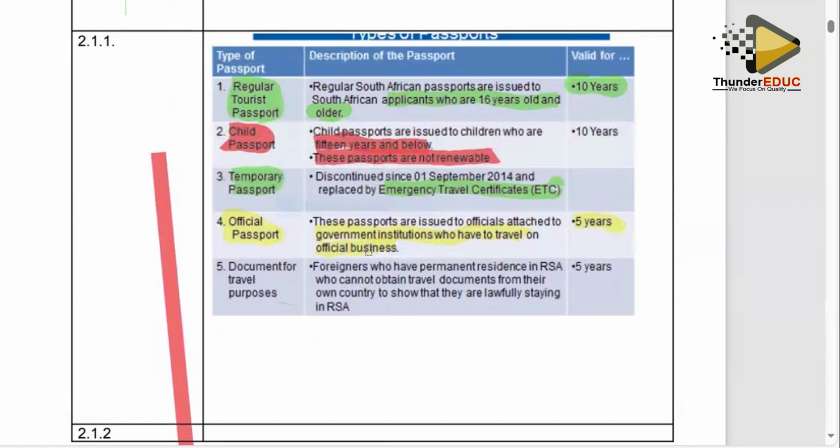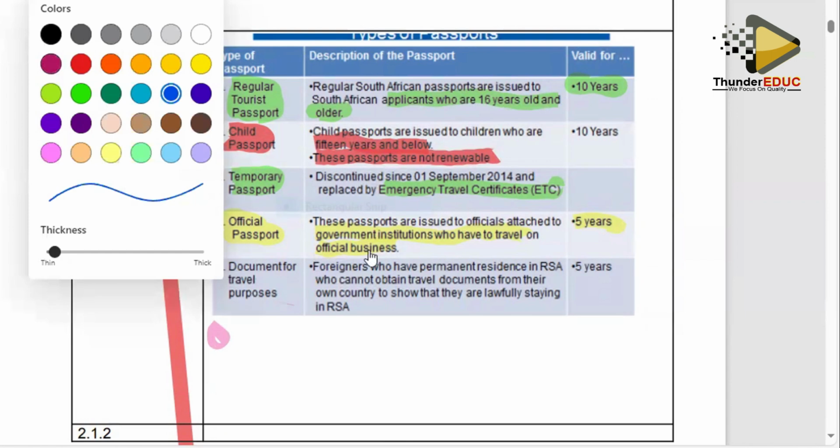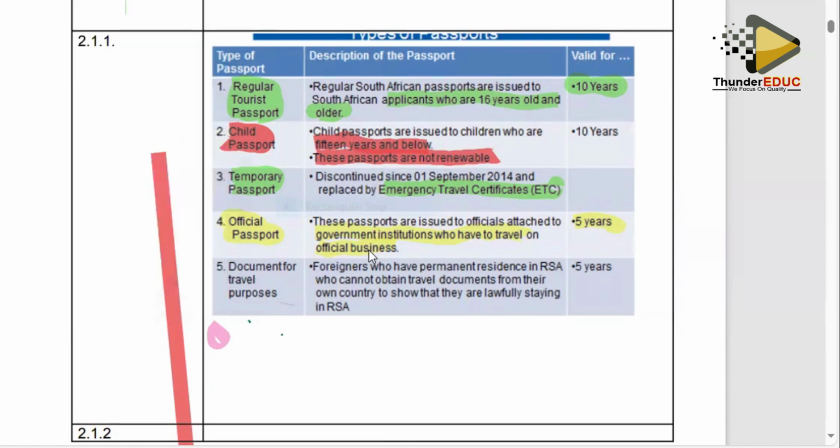Then in addition to that, I can also add the sixth one, which is called a maxi passport. You can include it as number 6, a maxi tourist passport. All right. When it comes to this one, a maxi tourist passport, it has more pages as compared to the regular passport.